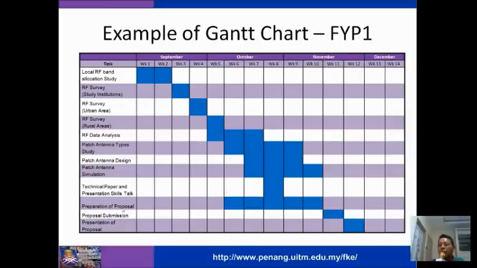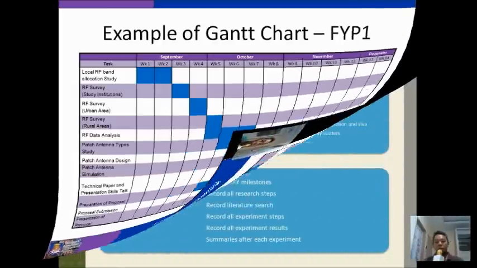You can put anything here. If possible, make it a little bit technical, in which you can complete stage by stage, meaning to say that the whole project is divided into a few stages, and then you try to complete every single stage at a specified time. Then you transfer your plan into this Gantt chart. If possible, make your Gantt chart for 1 year, because FYP is actually a 1 year project.